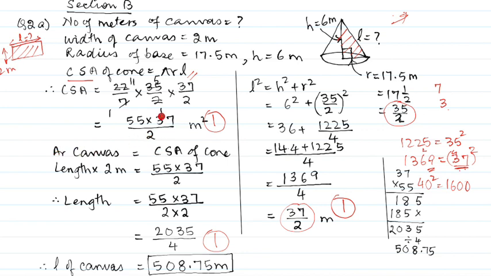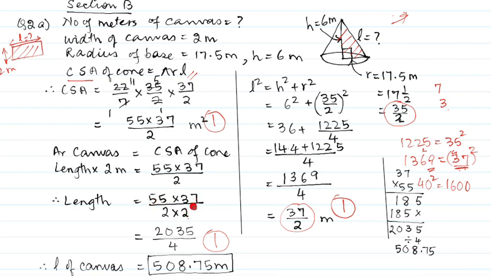Okay. Now I'm still not interested in finding the answer completely because I'm going to go and say that area of canvas is equal to CSA of the cone. What is area of the canvas? It is length multiplied by this 2. So I'll write it like so. CSA of the cone will copy this as it is. So length will be equal to, take this 2 meter that side. So it will divide. Now you have 55 into 37 upon 4.